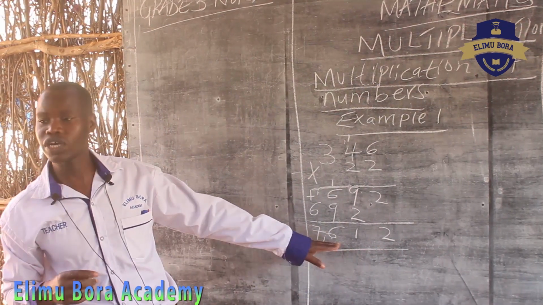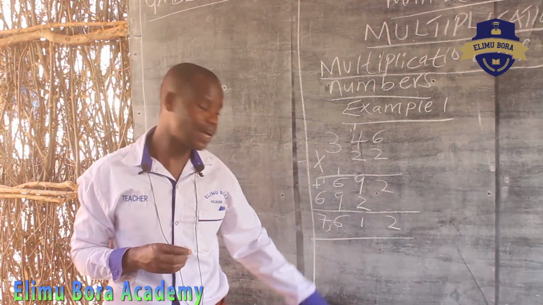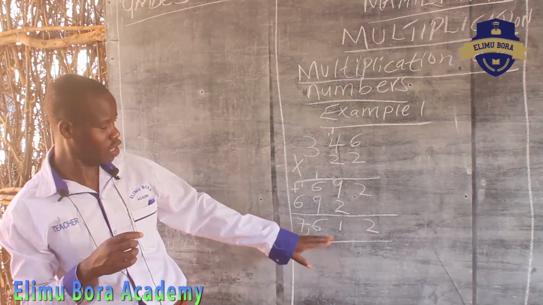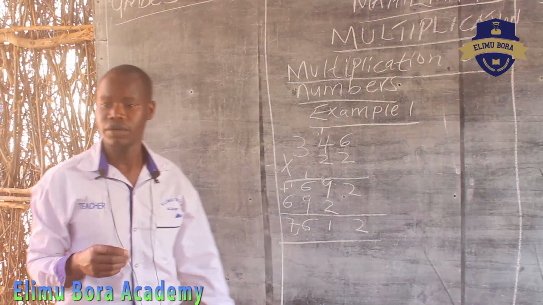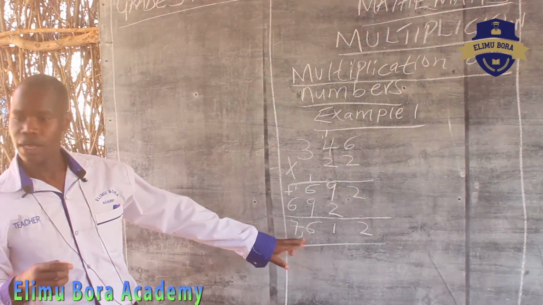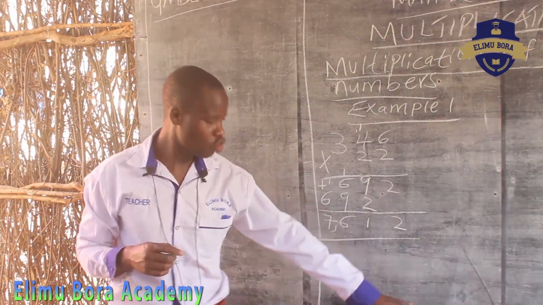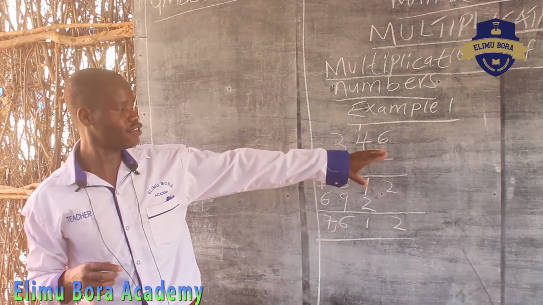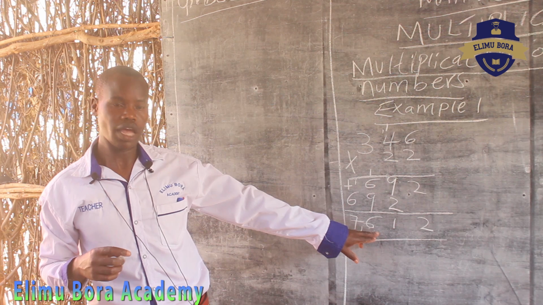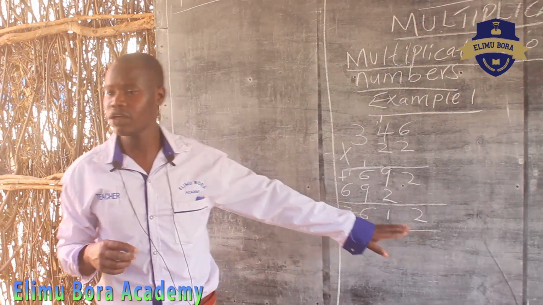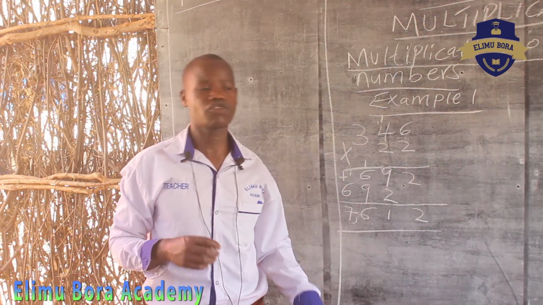So the answer that you will get here, when you multiply 346 by 22, you will get the answer to be, raise up your hand. Somebody to read for us this. 7,600. So class, when you multiply 346 by 22, you will get? Can everybody read the final answer here? 7,612. So that's how to multiply.